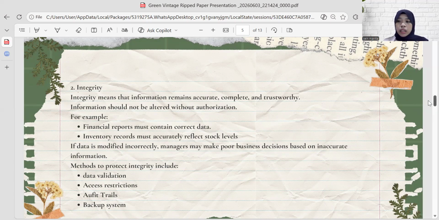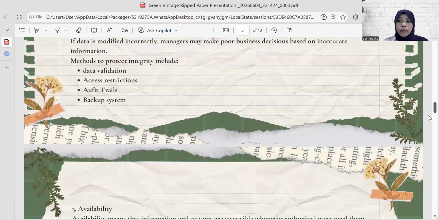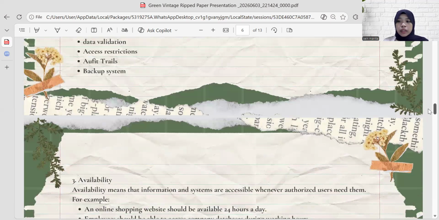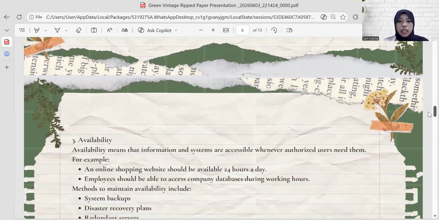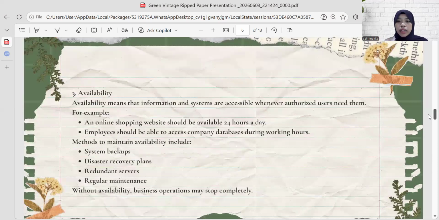The next part is the last of the three main parts: availability. Availability means that the information and systems are accessible whenever authorized users need them. For example, an online shopping website should be available 24 hours a day, and employees should be able to access company databases during working hours. Measures to maintain availability include system backup, disaster recovery plans, redundant servers, and regular maintenance. Without availability, business operations may stop completely.